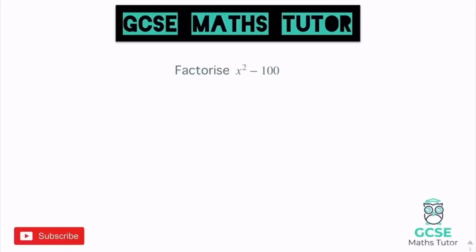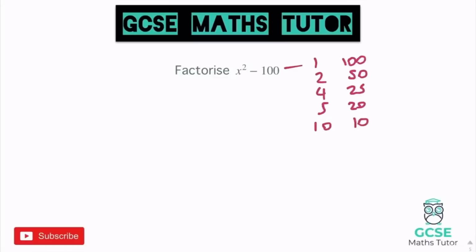Okay. So this is a quadratic as well, but there's no x piece in the middle. We can find the factors of 100 and just think what they are. There's quite a lot of them. We could have 1 and 100, we could have 2 and 50, we could have 4 and 25, there's 5 and 20, and there's 10 and 10, so 10 times 10.